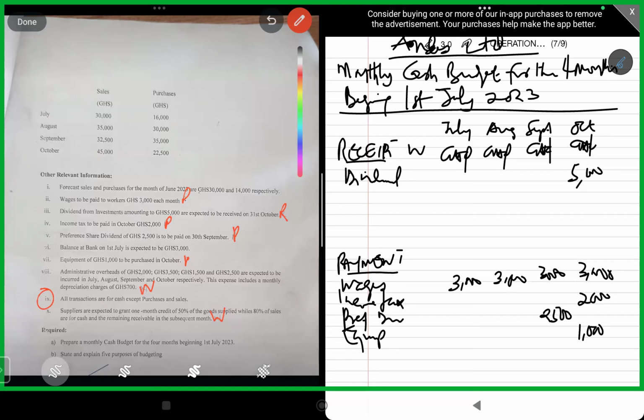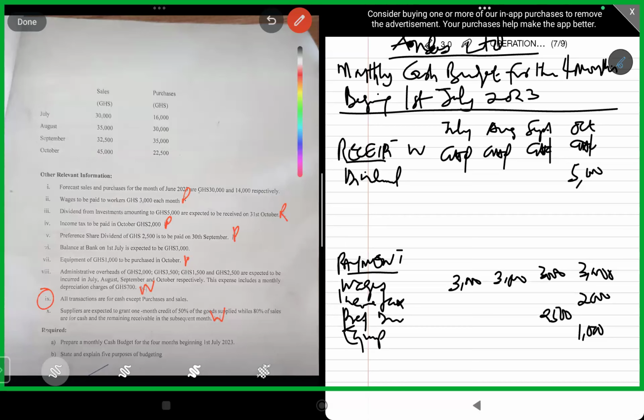All right. Is that all? Go through and inspect whether everything is okay. The payments. Yes. All transactions are for cash. Balance at bank. Yeah, we are done. Okay.